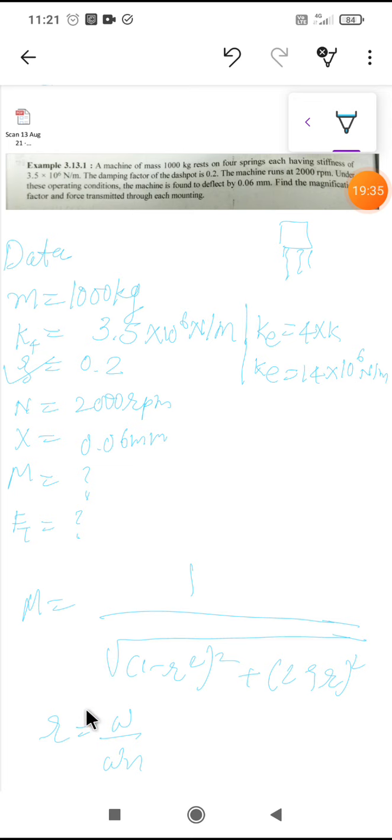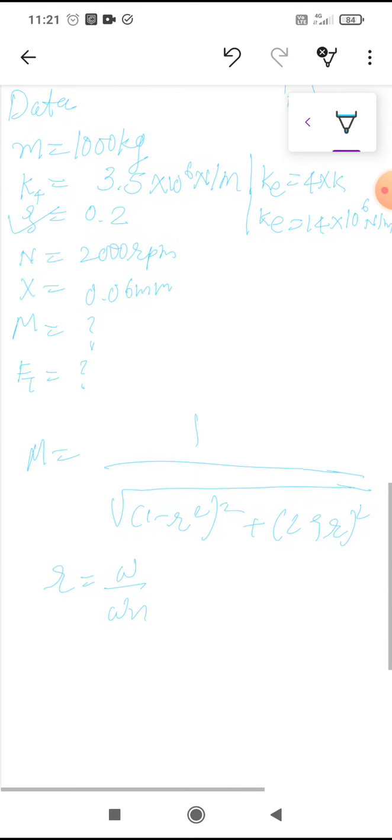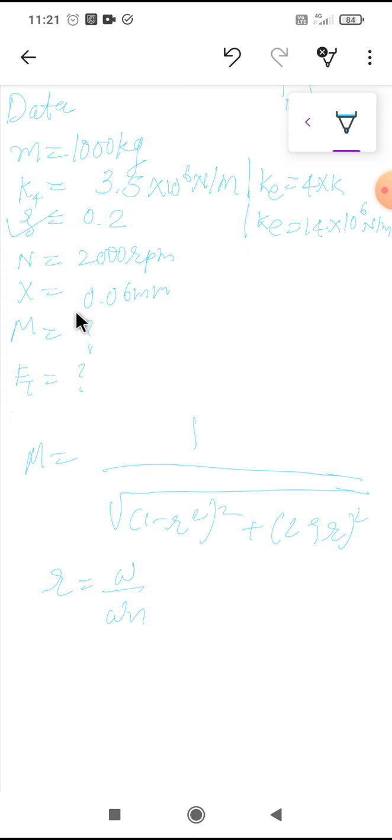So here we are interested in finding omega and omega n. Omega is the forcing frequency, and omega n is the natural frequency. So how can we find them? Omega n, the natural frequency, is nothing but the square root of k by m. Do we have k? Yes. Do we have m? Yes. So can we find omega n? Yes. We can find omega n equal to the square root of k by m.